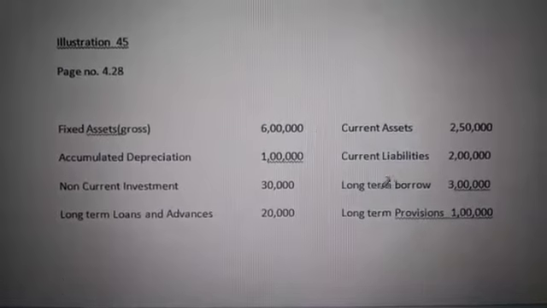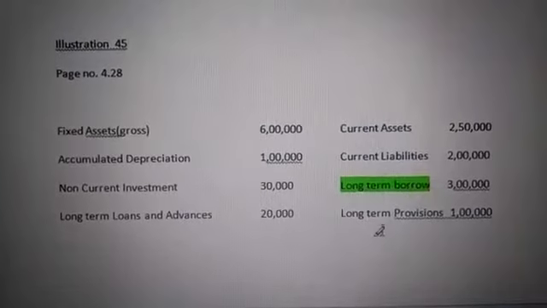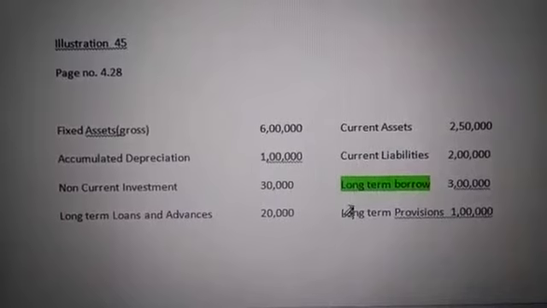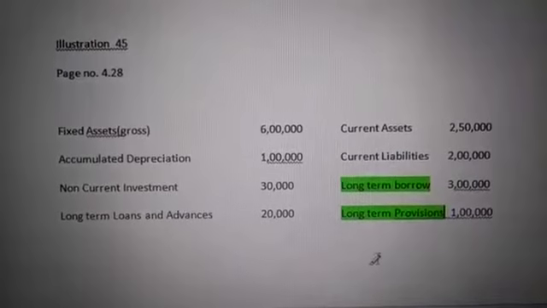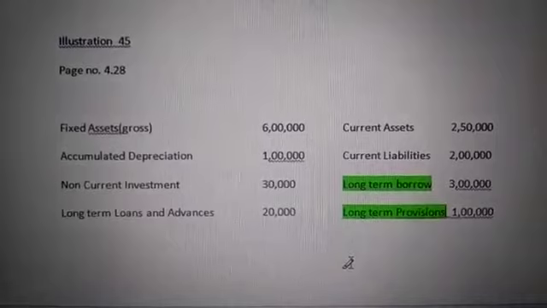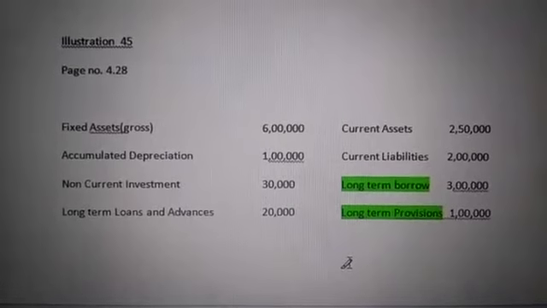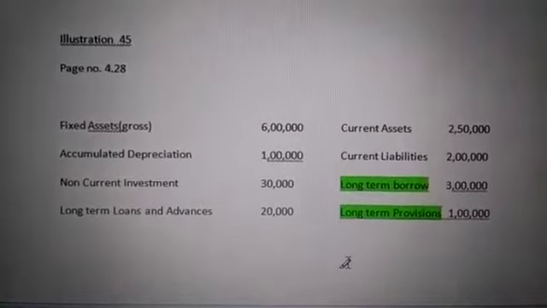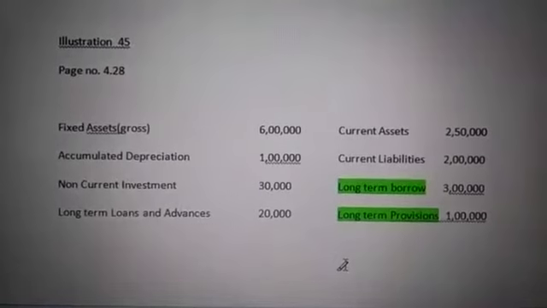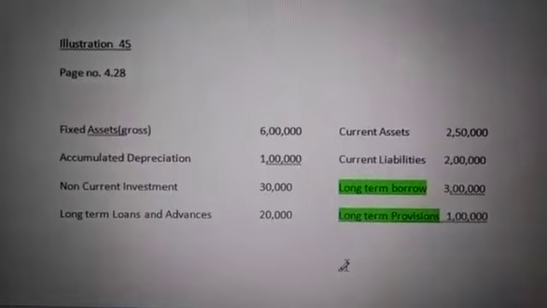Here, this long-term borrowing is our debt. Long-term provision is our debt. Okay, so this is our debt. Now, what we have to do is find equity.